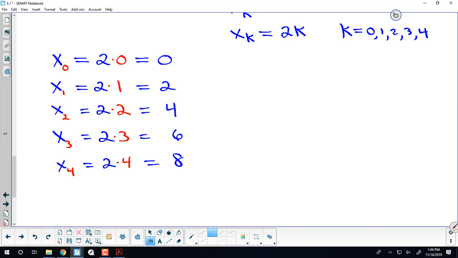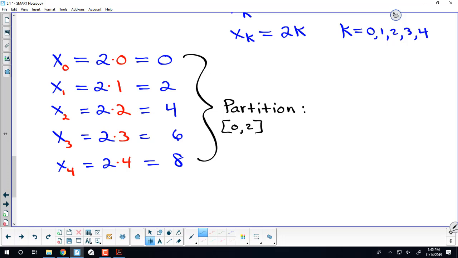So remember, those are our grid points. Those are the endpoints of each rectangle. So if we put this together, then we say that our partition is going to look like 0 to 2 is the first one. And then the second one goes from 2 to 4. And then from 4 to 6. And then from 6 to 8.